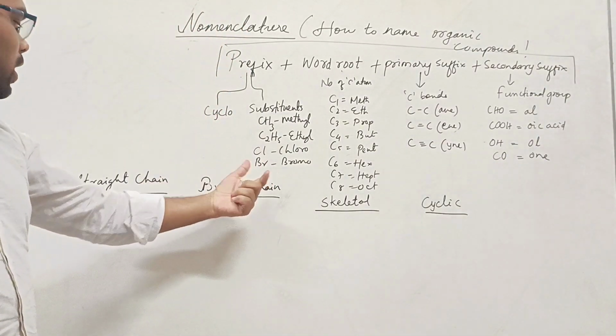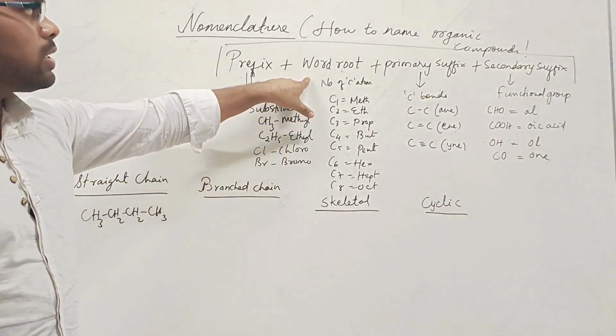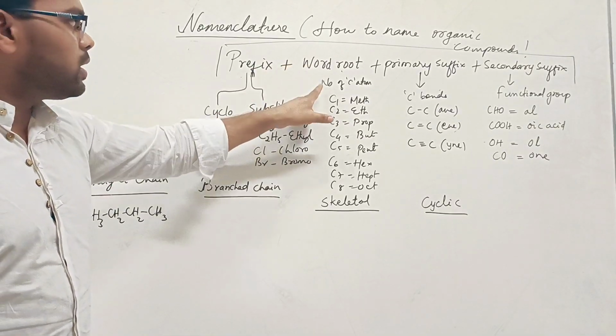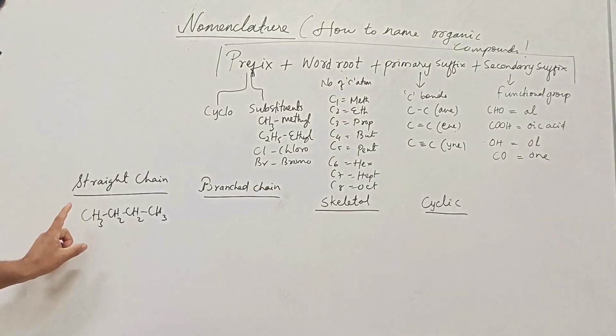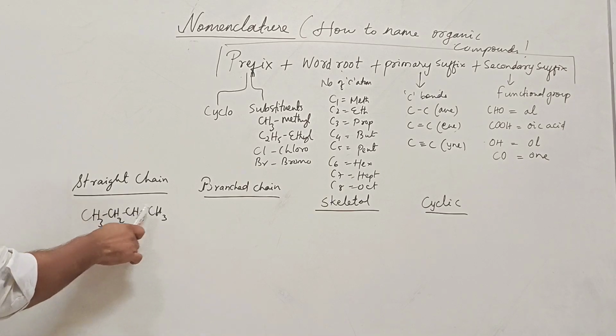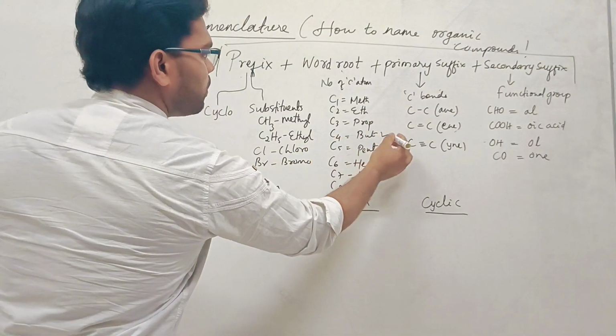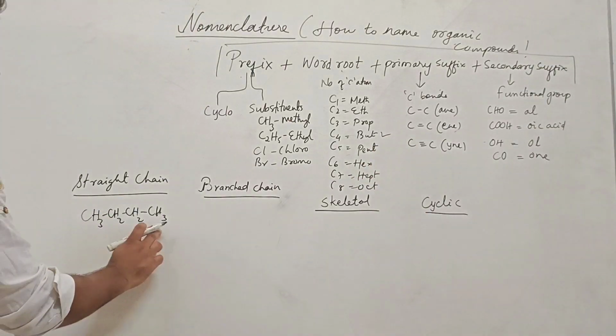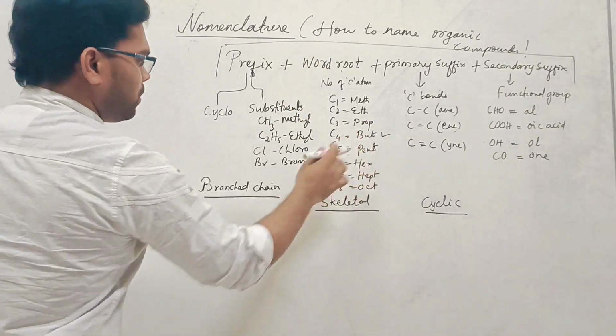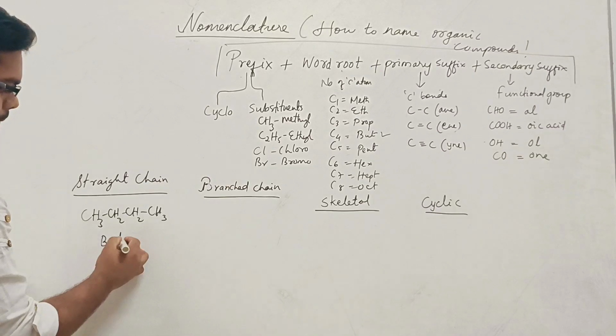Firstly, here we cannot have chlorine, bromine. Therefore, just go to the word root. Word root means number of carbon atoms present. Here you have to count it. How many carbon atoms are present? So 1, 2, 3, 4. 4 means but. So the word root is but, simply write but.